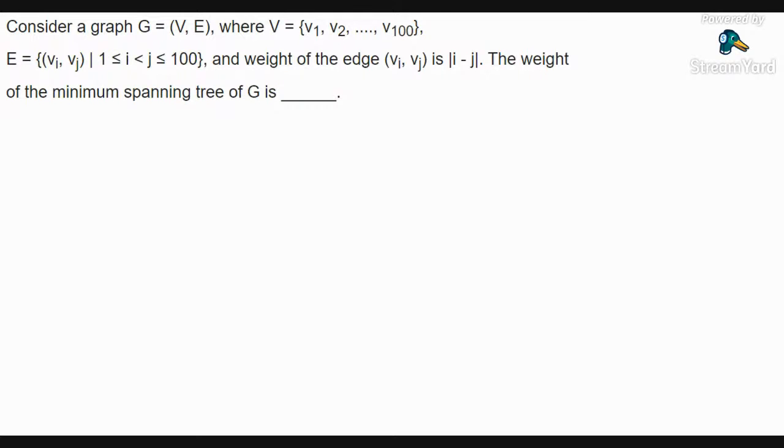So the minimum edges will be in the consecutive pairs like V2 V3, V3 V4, V4 V5, V5 V6, and so on. So how many vertices are there? 100 vertices are there. So how many edges will be there? 99 edges will be there in the spanning tree. If 99 edges are there in the spanning tree and the cost of one edge is 1, then what is the cost of the minimum cost spanning tree? 1 multiplied by 99. So the correct option here is 99.